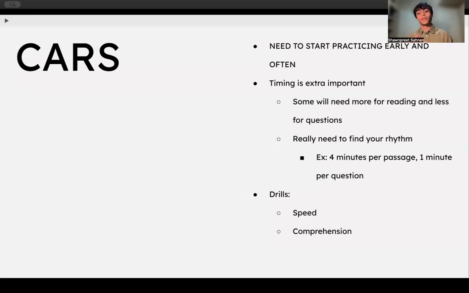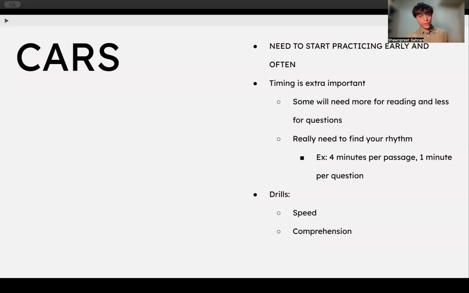But again, please play with it. Don't use my timing. Maybe use it as a base, but don't stick with it. Don't be attached to it. It's not a be all end all at all whatsoever. There's a couple drills you can use for CARS that I really liked when I was starting out.